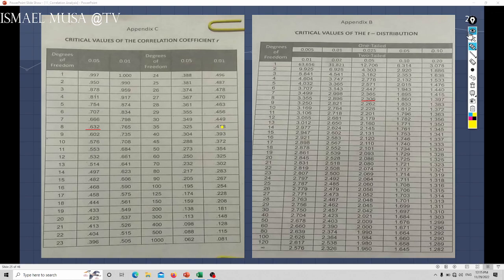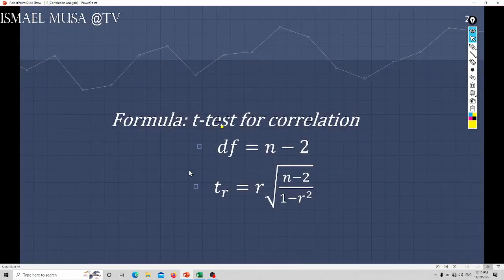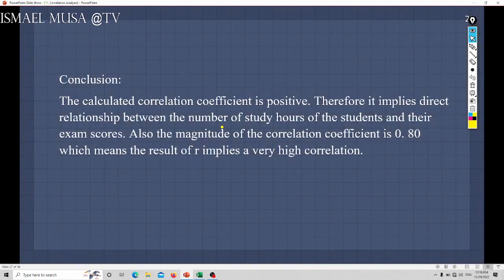So, since we have computed the R, we solve for the DF, n minus 2, and t equals R times the square root of n minus 2 over 1 minus R squared. Now, the conclusion that we can generate, we will say that the calculated correlation coefficient is positive. Therefore, it implies a direct relationship between the number of study hours of the students and their scores. Also, the magnitude of the correlation coefficient is 0.80, which means the result of the study implies a very high correlation.